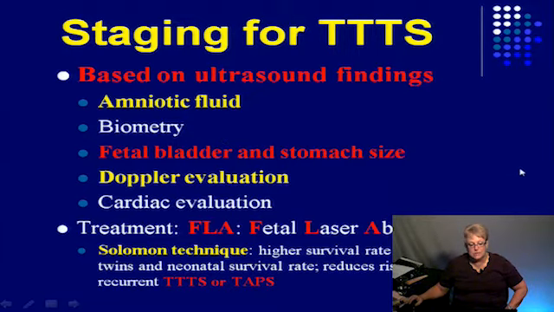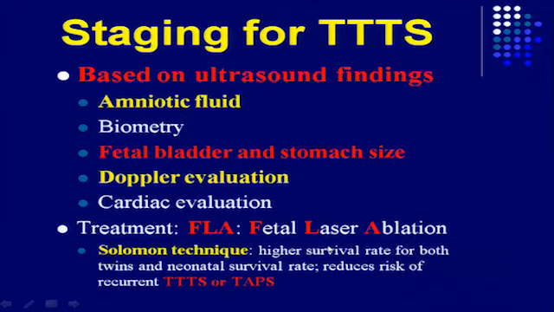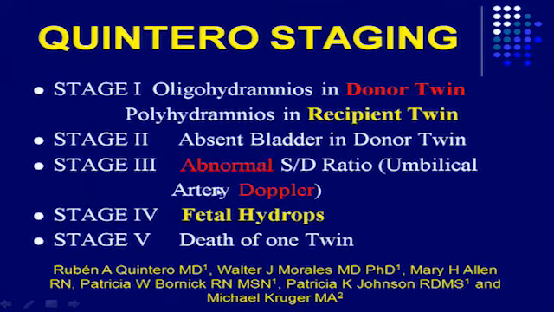Okay, so the staging for TTTS is based on the ultrasound findings of the amniotic fluid, the biometry, the size of the bladder and the stomach, your Doppler evaluation, and then the cardiac evaluation. The treatment for TTTS is the fetal laser ablation. Solomon technique is a little bit higher survival rate for both the twins and neonatal survival rate, and it reduces the risk of the recurrent TTTS or TAPS. So it's, you know, one of the things that they're looking at now.